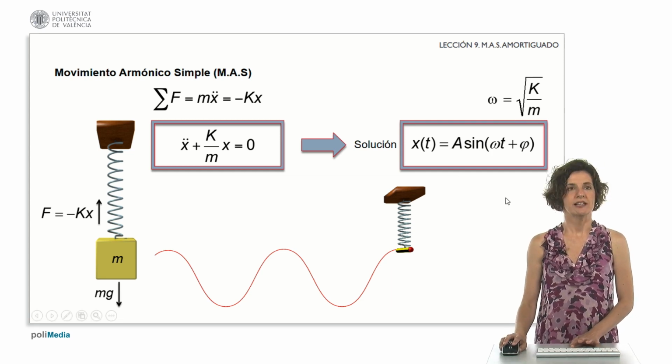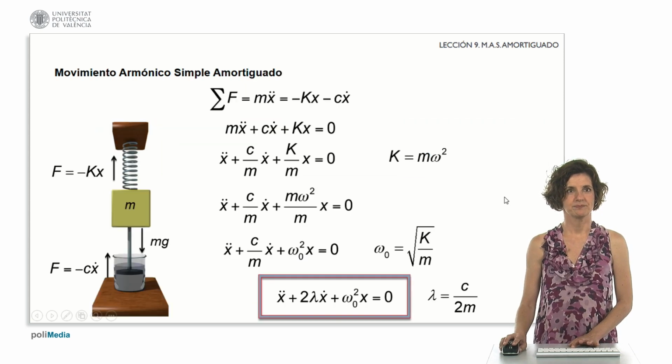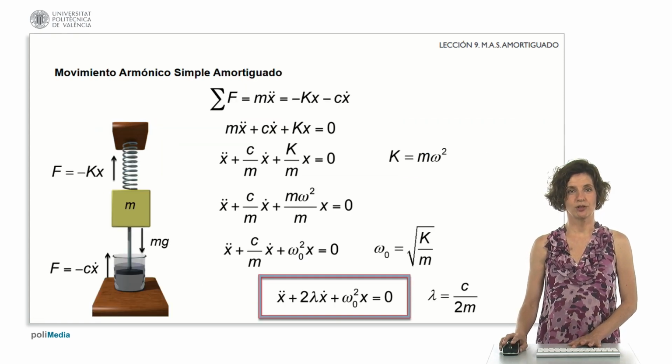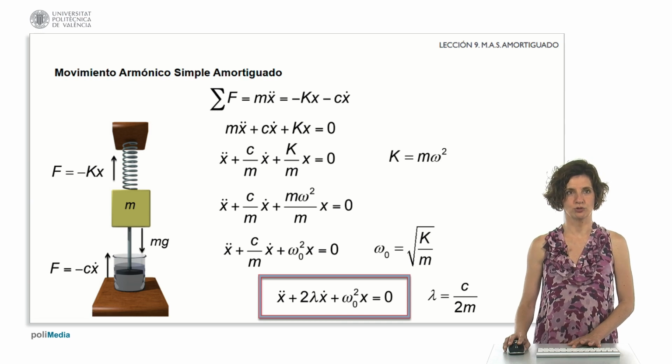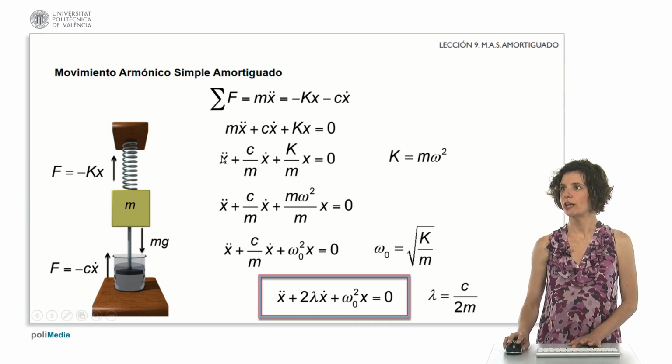the elastic constant of the spring, divided by m. If we take friction into account, we must include a force opposite to the direction of motion, minus Cv, which we see here, where C is the coefficient of viscous friction. If we now pose the summation of forces equal to mass times acceleration, we get minus kx minus Cv. And rearranging, we are left with this differential equation.